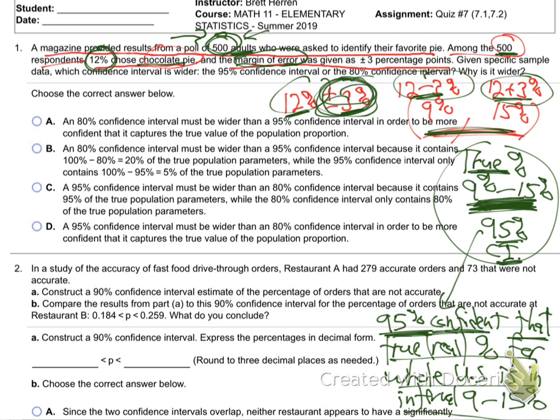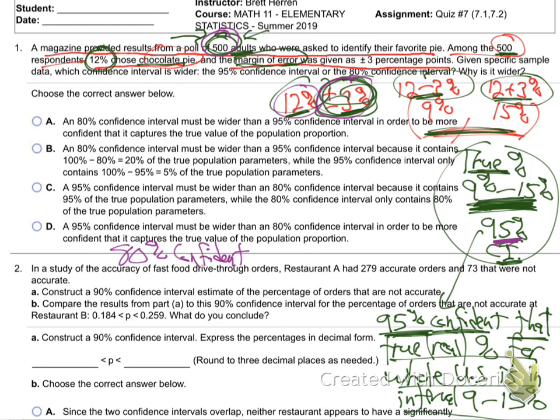Now, what if you took that same study, that same data, the same 500 people, and the fact that 12% said they like chocolate pie best? What if you didn't need to be so sure? So we wanted to be 95%. That's pretty sure here. And so we gave and take 3%. But what if you only wanted to be 80% confident? You know, not as sure, not as confident.